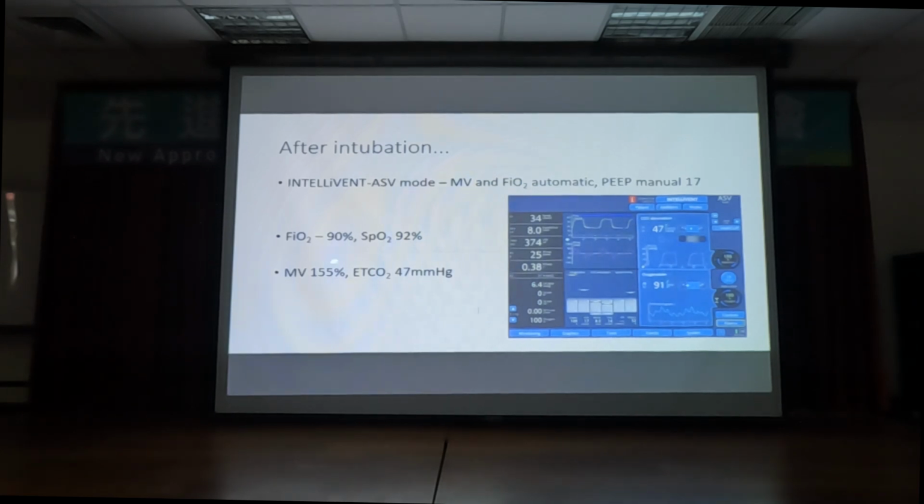Okay? And my minute ventilation percentage is 155 for 47 CO2, which is acceptable, let's say, in ARDS. So what do we do with this? Are you satisfied with this? Well, I wouldn't be, of course.